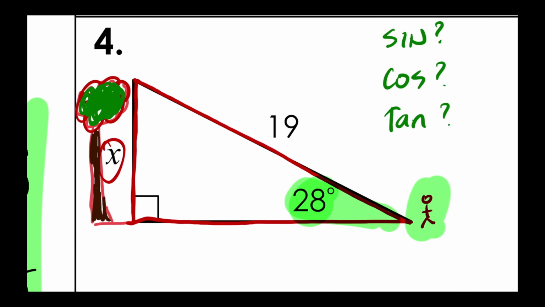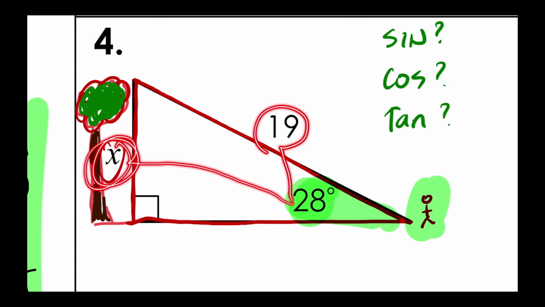So now, what are the two sides of this triangle that I'm interested in? Well, I'm interested in this side right here because that's the height of the tree. That's where my x is. That's my unknown. So I need this one. And they give me the length of the hypotenuse. They don't tell me anything about this side, and I don't care about that side. So if you look at the angle that I have, I need to find the opposite side, and they give me the hypotenuse.